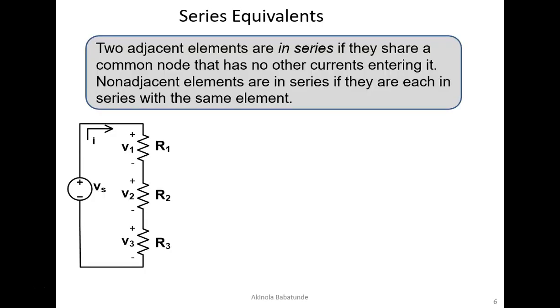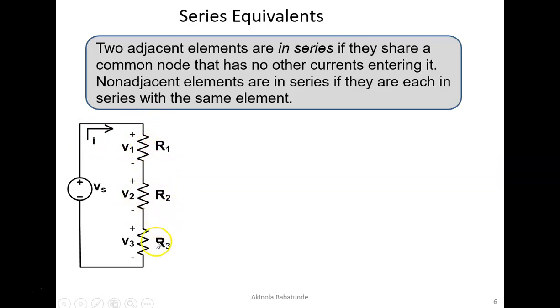Two adjacent elements are in series if they share a common node that has no other current entering it. For example, R1 is a circuit element, R2 is another circuit element. At this particular point, we can say there is a node here. These two circuit elements are adjacent and they are in series because there is only one current entering this particular node that connects both of them together, the current I. So we can say both of them are in series.